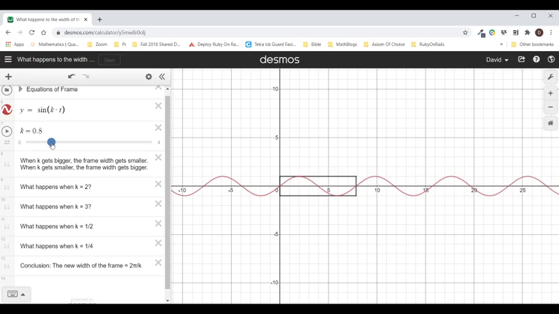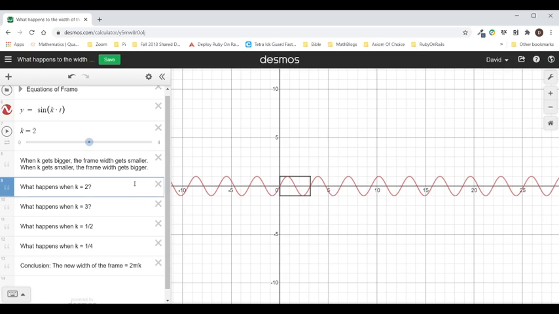Now let's go back to 1. This is our normal sine graph. Now right here it says what happens when k equals 2. When k equals 2, I want to see what exactly happens to the frame. I'm just going to slide this up to 2 and hopefully it'll stay there like that. You can see that it got a lot smaller, but exactly how much smaller? Well, the frame went from 2 pi to 1 pi. So what happens when k equals 2? The width got divided by 2, the original width.